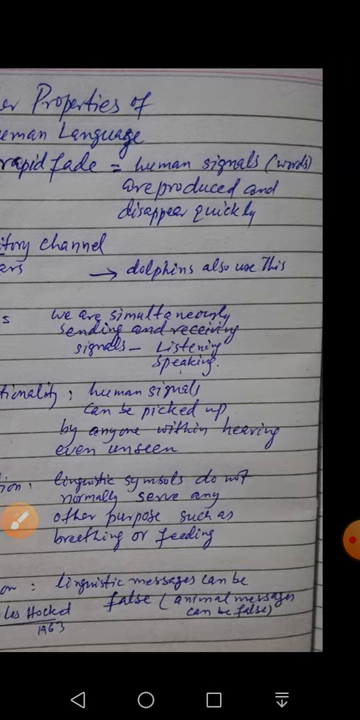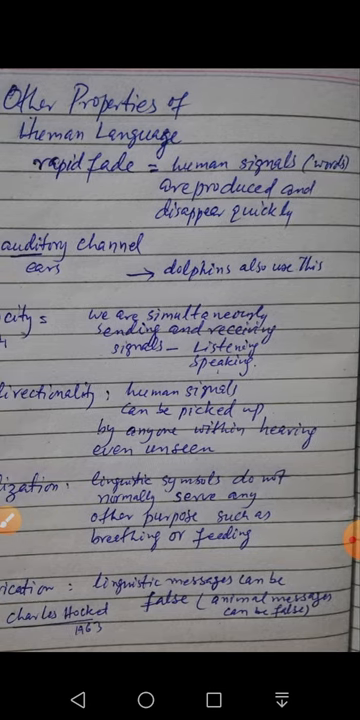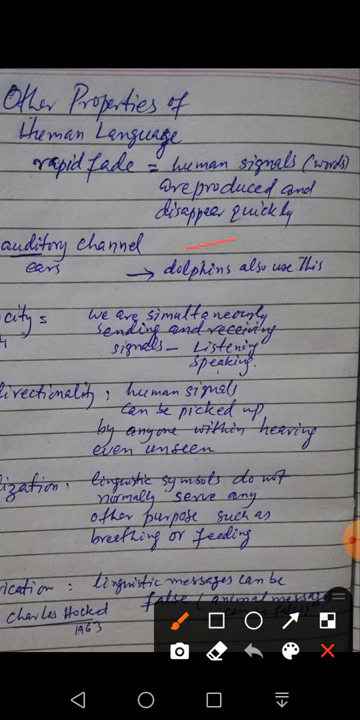First of all, rapid fade. Yes, human signals are words. We produce them and they disappear quickly. So they don't remain if we are speaking language. We produce these words and they disappear, unless they are written. But language is basically speech. Even animal sounds and signals which they produce are uttered and disappear quickly. So this is a human property as well as an animal system property, that is rapid fade.